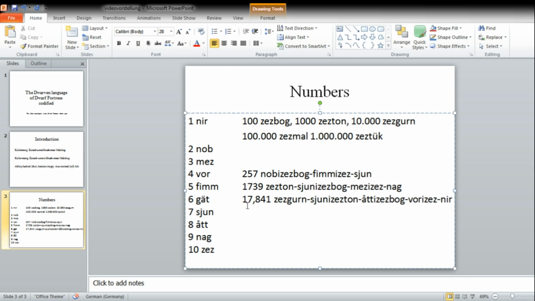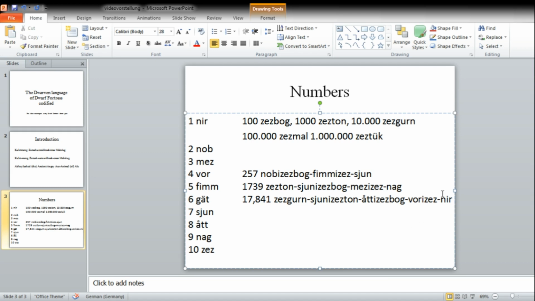This. 17,841. Zez gern, 10,000. Juni zez ton, 7,000. Oti zez bog, 800. Vori zez, 40. And then nia is 1. Zez gern, juni zez ton, oti zez bog, vori zez, nia.